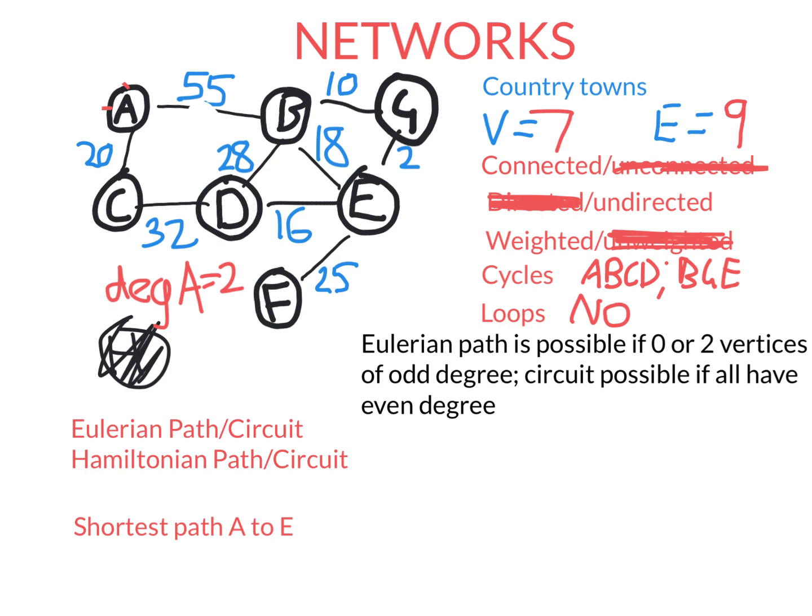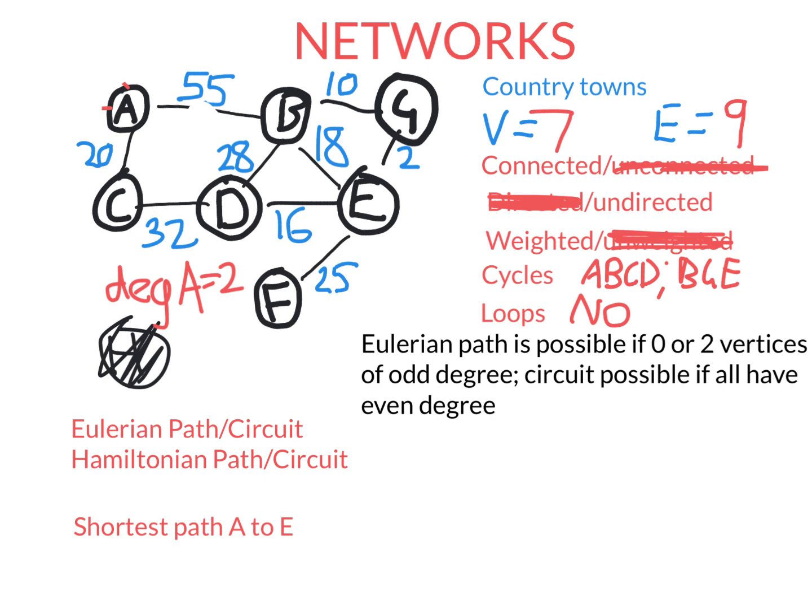It's actually possible to draw a path here that visits each edge once and only once. Now, when there are 2 vertices of odd degree, to draw an Eulerian path, you start at one and finish at the other vertex of odd degree. So in this one, we'd have to either start at D or start at F and finish at the other one. If all vertices have even degree, you can start wherever you like.